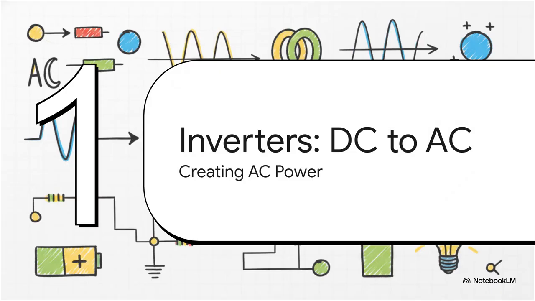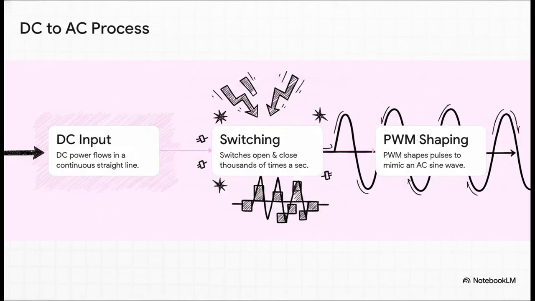Section 3. Inverters, going from DC to AC. All right, let's flip the script. We've seen how to get power into a battery, but what happens when we need to go the other way? Unlike the smooth, passive absorption of a converter, the inverter is a highly active, incredibly fast-paced device. So, step 1, DC power flows in as a continuous, straight line.